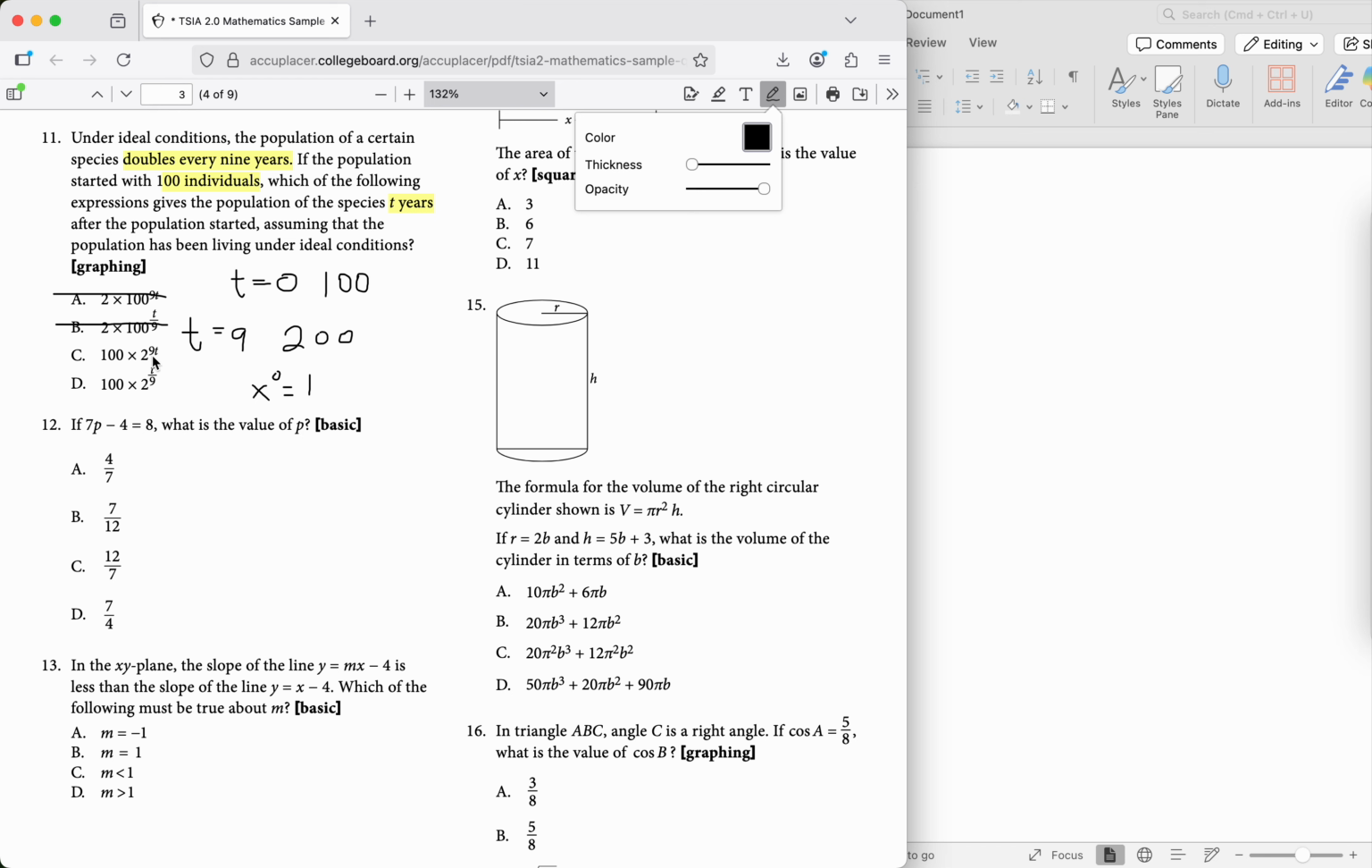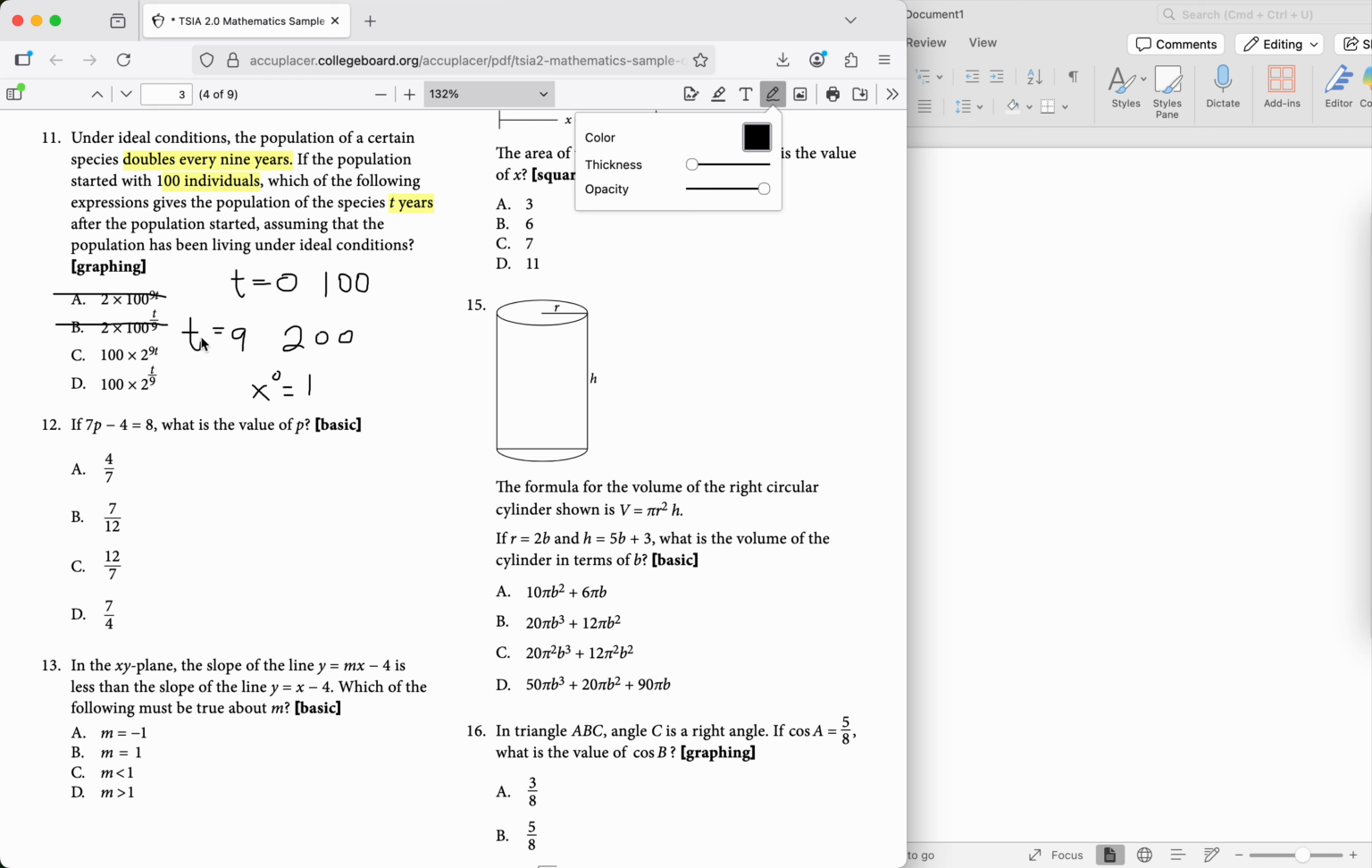When we plug in 0 up here, 2 to the 0 power is 1. 1 times 100 is still 100. Down here, we have 0 over 9 is 0. 2 to the 0 power is 1. 1 times 100 is 100. So it's meeting that first requirement.